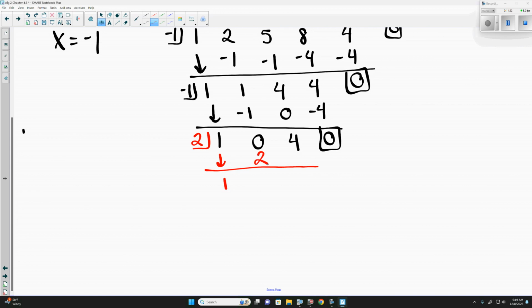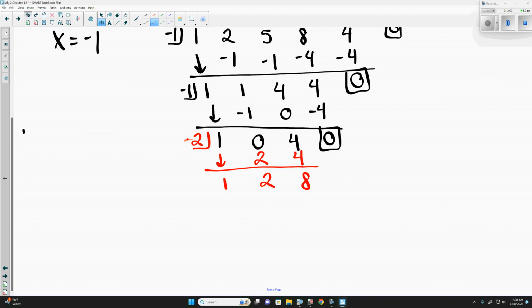The other one we could try is 2. 2 times 1 is 2. 0 plus 2 is 2. 2 times 2 is 4. And 4 plus 4 is 8. It's very tempting, especially looking at the last one. Maybe negative 2 could have worked, because then it looks like we'd have 4 minus 4. But if we tried negative 2, 1 times negative 2 would be negative 2. 0 plus negative 2 is negative 2, times negative 2 is 4. 4 plus 4 is 8. Also, on the graph, did it cross at negative 2? No, so it wasn't the solution to begin with.